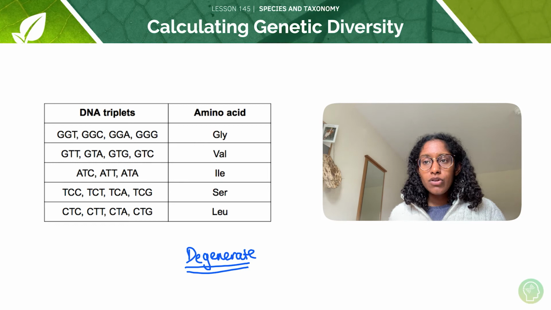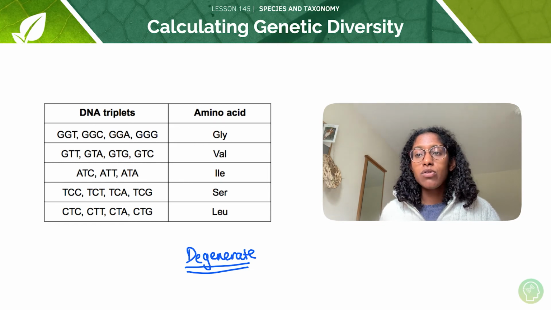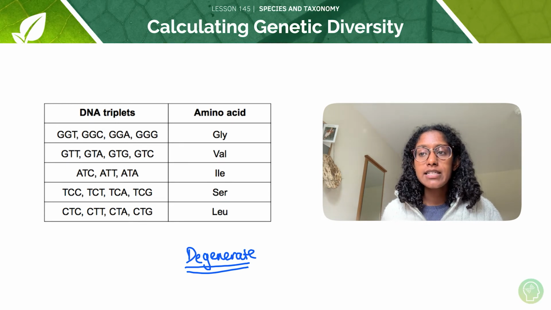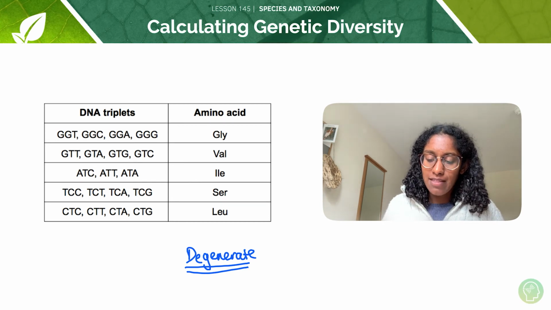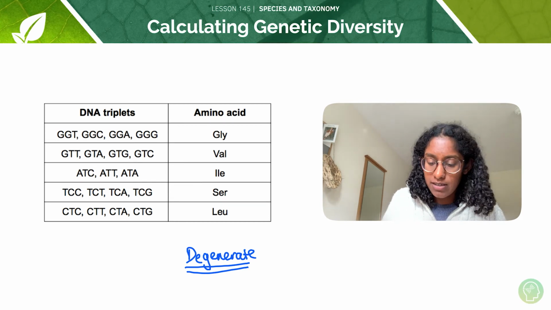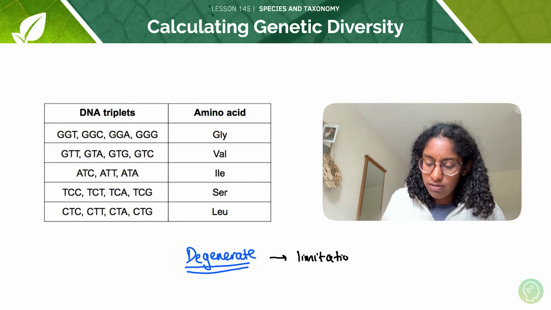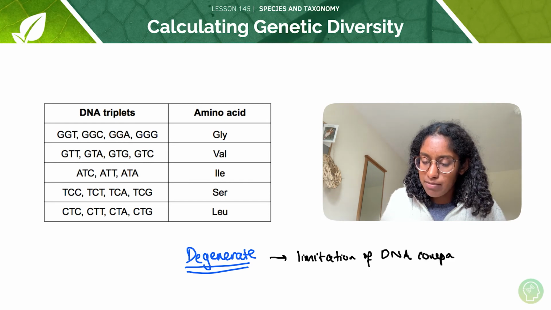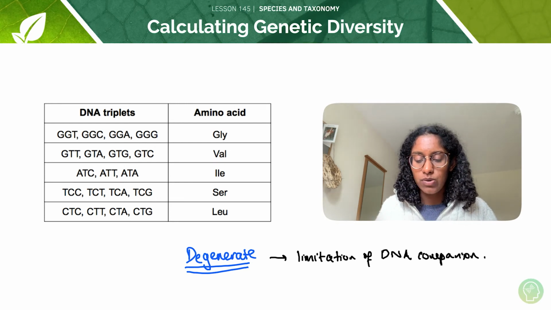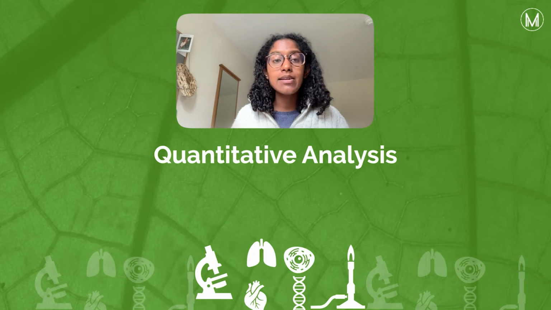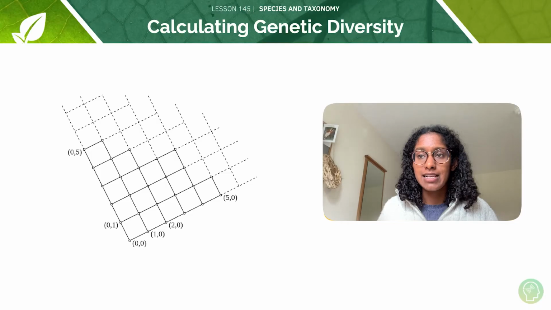Now, for questions on DNA similarity, they will often give you the base sequence as a diagram or a percentage similarity. The higher the similarity, the more closely related the organisms, but make sure to mention that the limitation of DNA comparison is the fact that the code is degenerate. So make sure to mention this in your exams if you're talking about how similar organisms are based on their DNA sequence. Now let's have a look at some quantitative analysis.